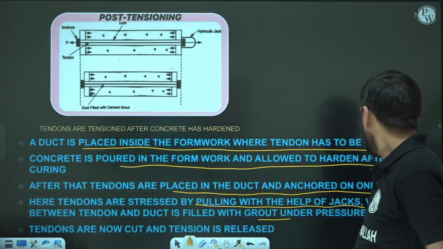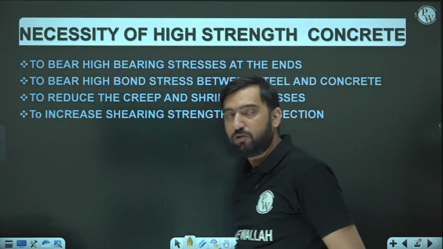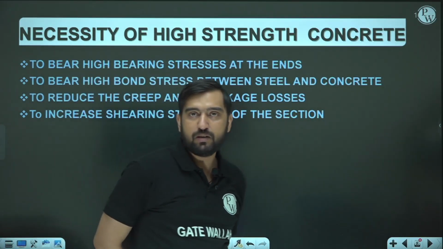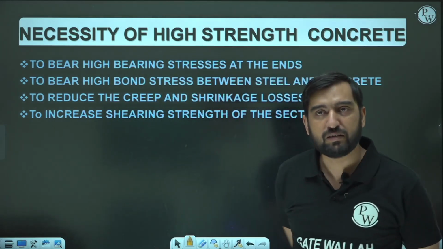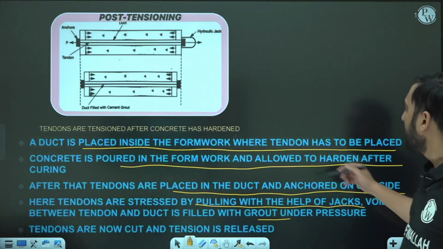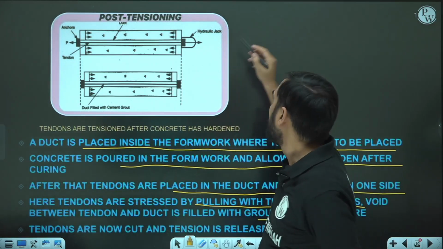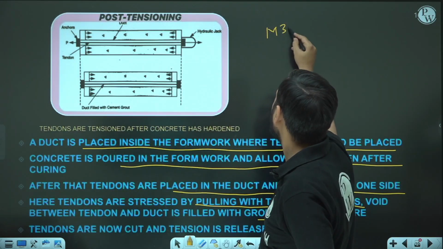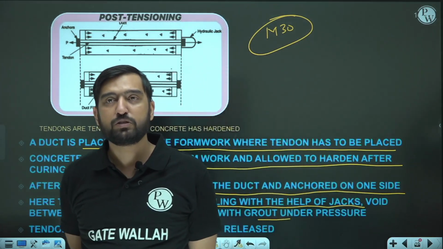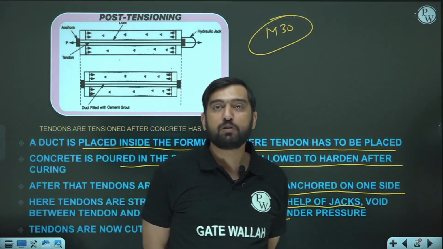Okay, so now let me come back to this slide. Why do we need high strength concrete? Now we know what is pre-tension concrete and what is post-tension pre-stress concrete. So to bear the high stresses at the ends, what happened in post-tension pre-stress concrete? A very high intensity of stresses are developed here, but these high intensity of stresses can be tackled with M30 only. So that is the reason why the minimum grade of concrete used in post-tension is less, because bearing is relatively easier with respect to the bond.